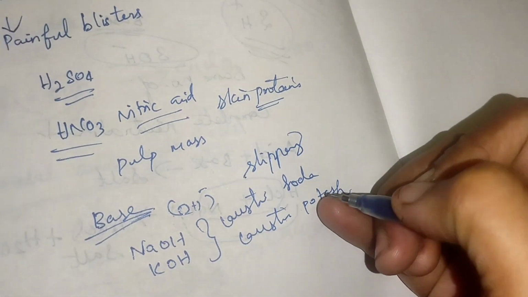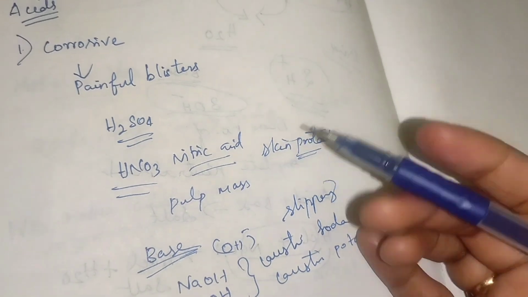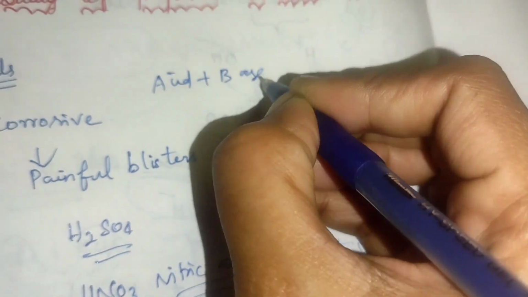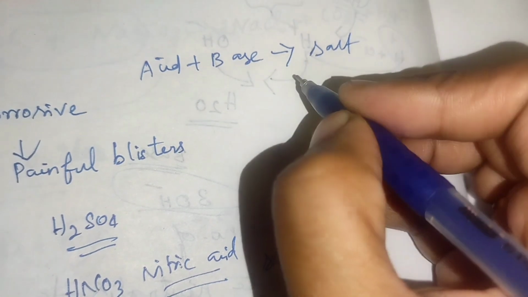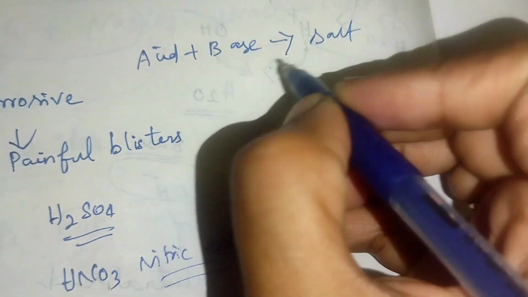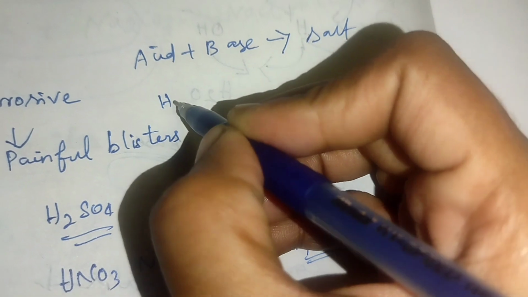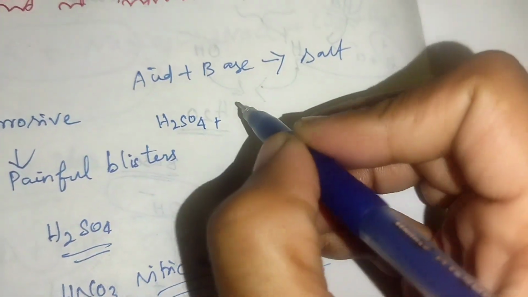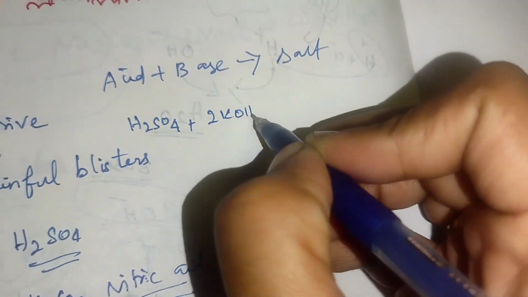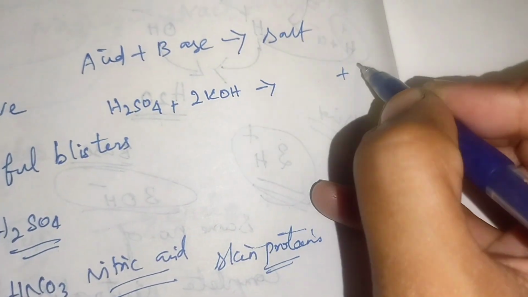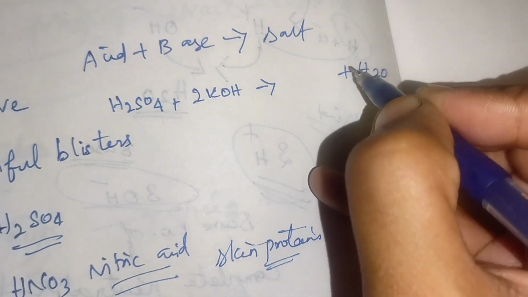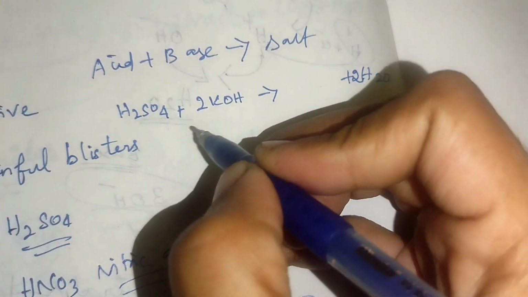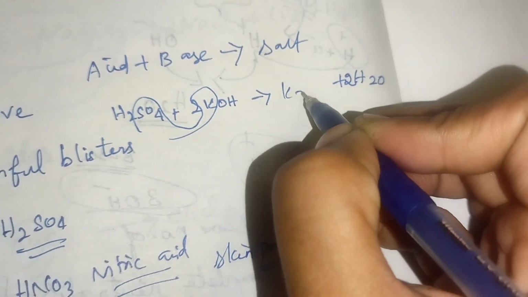Then what will come when acid and base react with each other? We know already, acid plus base react with each other and give what? Salt. Here I am taking acid H2SO4, sulfuric acid, plus base potassium hydroxide. A water molecule will be liberated. Here 4 hydrogens are there, so I am writing 2 here, and to balance, the other part will join as K2SO4.